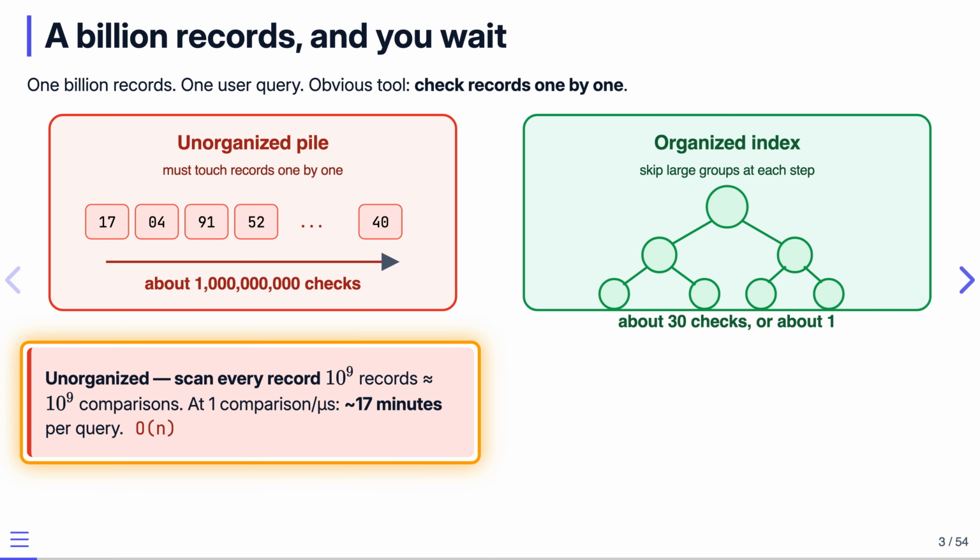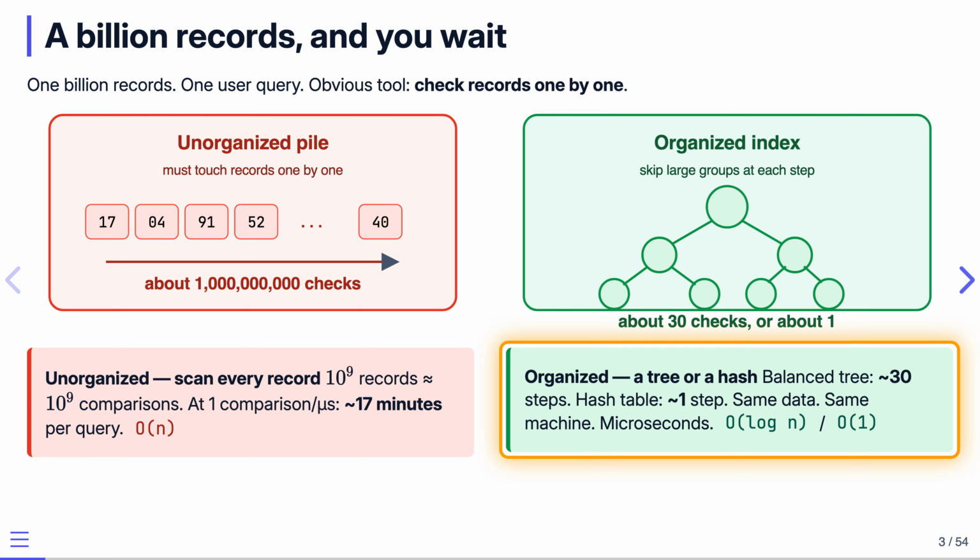Let's count that work. If the data is one big unorganized pile, we must look at every record. 1 billion records means about 1 billion comparisons. At one comparison each microsecond, that is about 17 minutes for a single question. We call this cost big O of n.